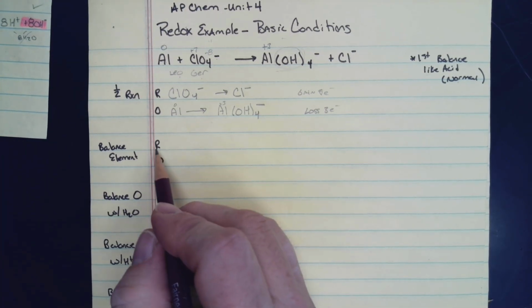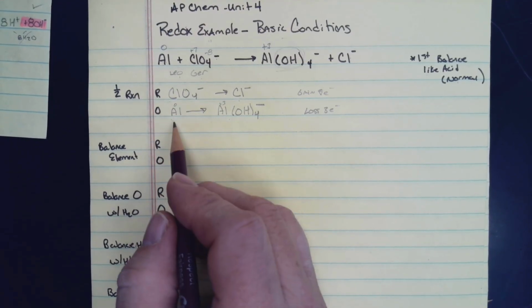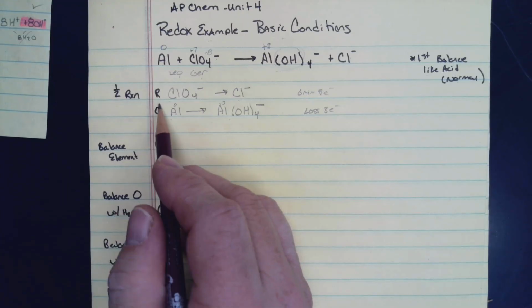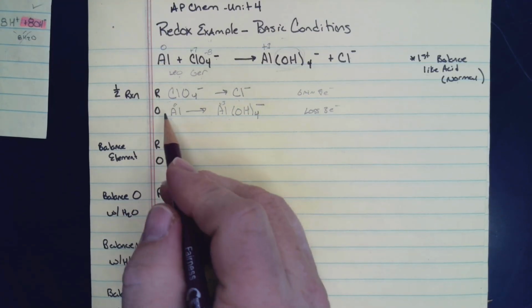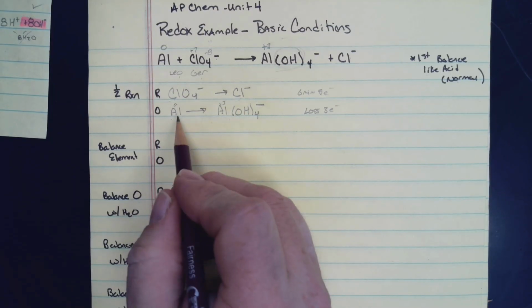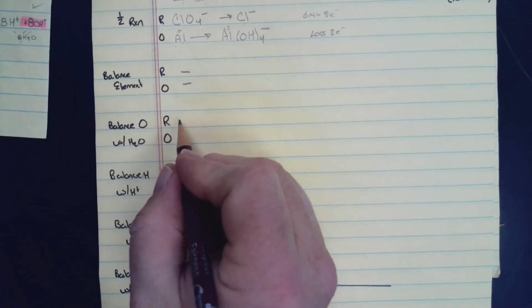Now we need to balance the elements. And we're just talking about the ones that are being reduced or oxidized. We're not worrying about the oxygens of hydroxide. We take those later. So the chlorine is the same. The aluminum is the same. I don't need to do anything there.